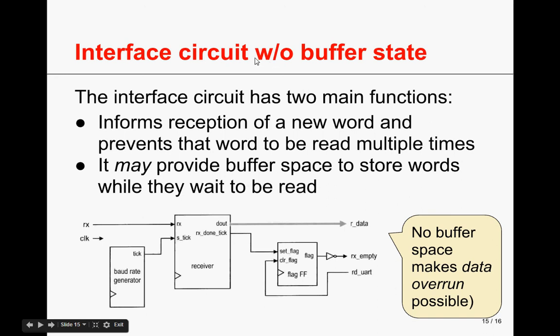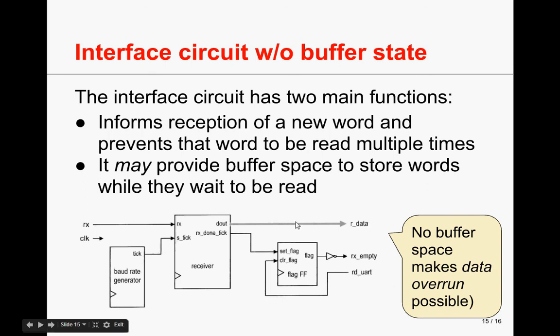Actually, in this case, we are looking at an interface circuit without buffer space. In this case, we are simply using a flip-flop that will be set when the received on tick is asserted, so whenever a new word has been received, and when this flip-flop's output goes to 1, the receiver empty output goes to 0. That means the receiver is no longer empty, it is waiting for the microprocessor to come and read the word that has just arrived. Now when that microprocessor reads that word, it will assert the read UART signal, which clears the output, so the receiver empty signal will again go high.